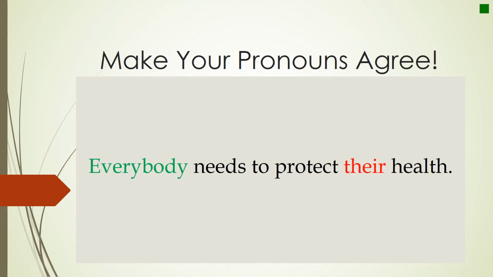Let's have a look at another example. Everybody needs to protect their health. Well, everybody, again, is treated as singular, even though we're talking about a lot of people. It means every body, every single body, or every single one needs to protect their health. Well, their is plural. So here we have a plural pronoun referring to a singular antecedent. So again, this is an agreement mistake.